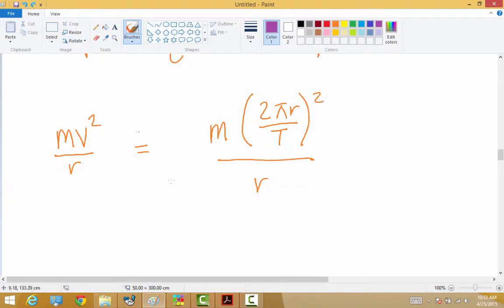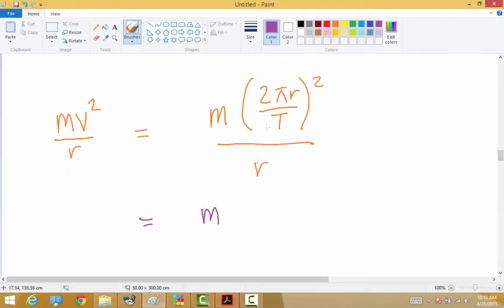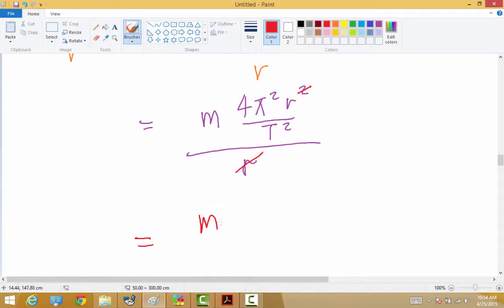And before I do that, just expand the brackets. I got m 4 pi squared r squared over t squared over r. Make sure you write your r's properly, don't make them look like a v. So just cancel here, so this r cancels with one of the r's here. So we were left with m 4 pi squared r over t squared.